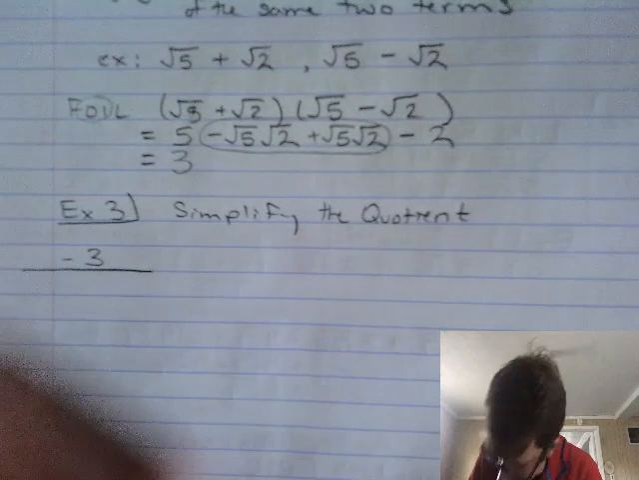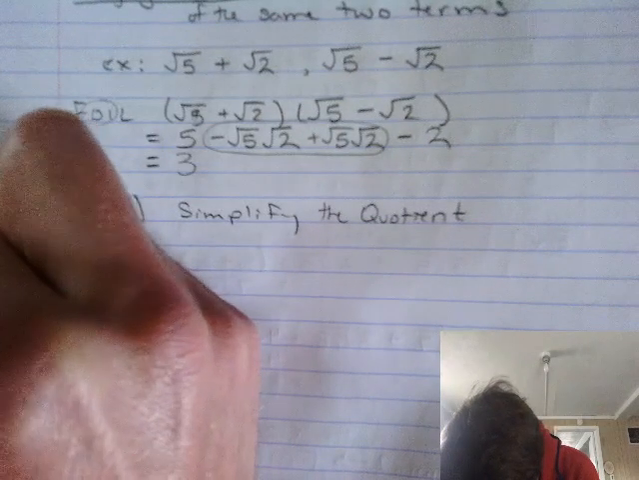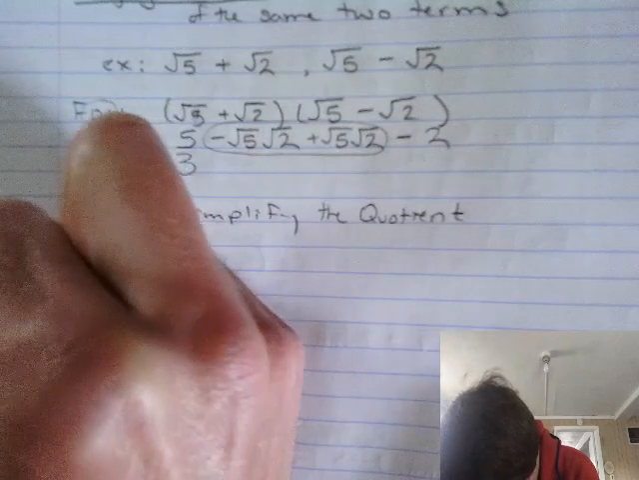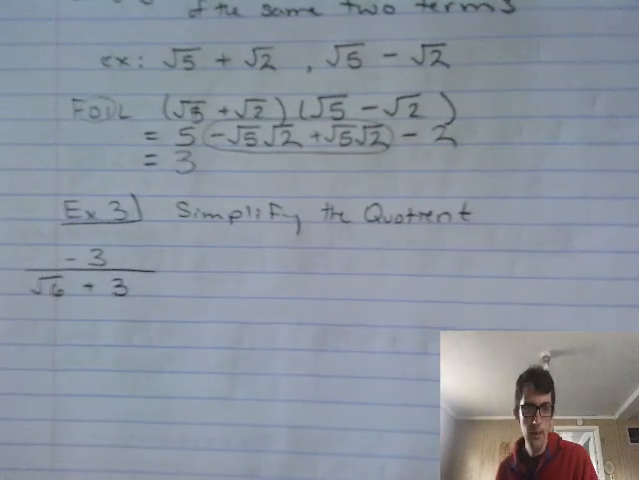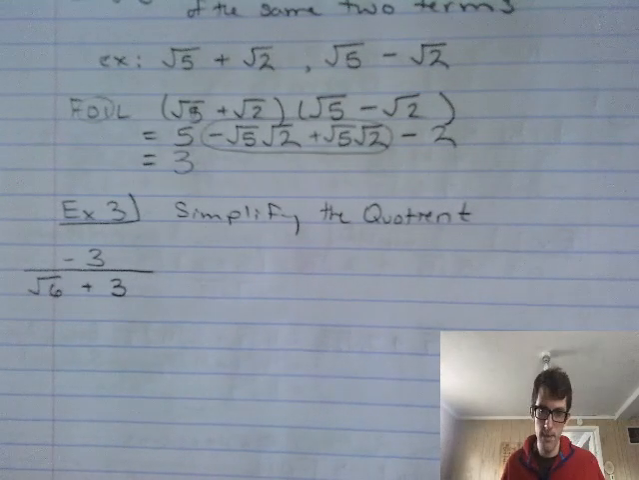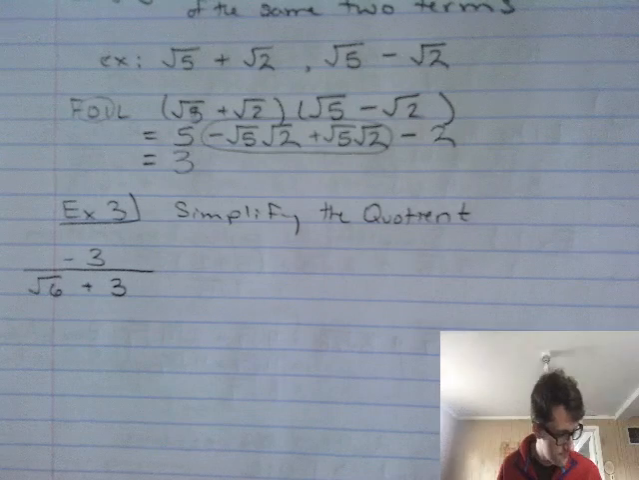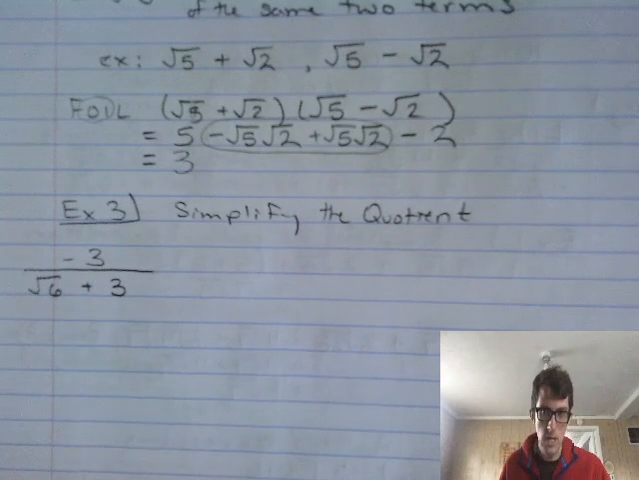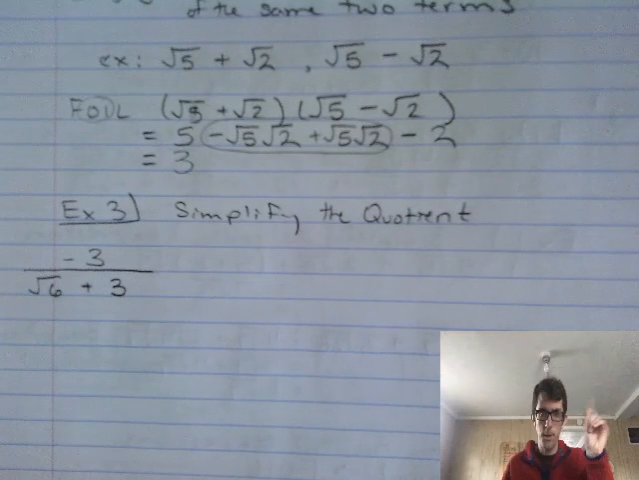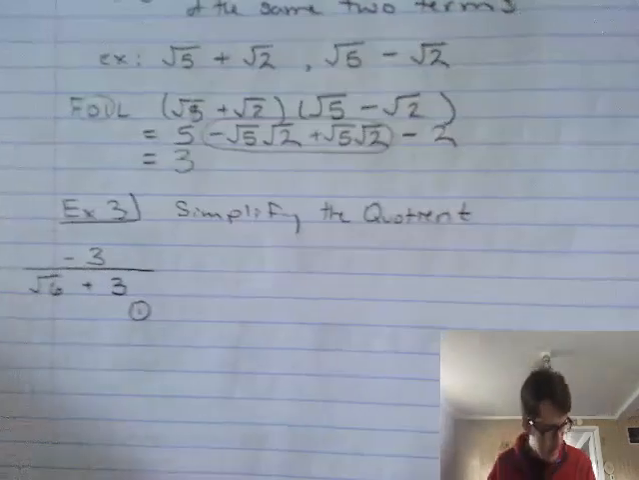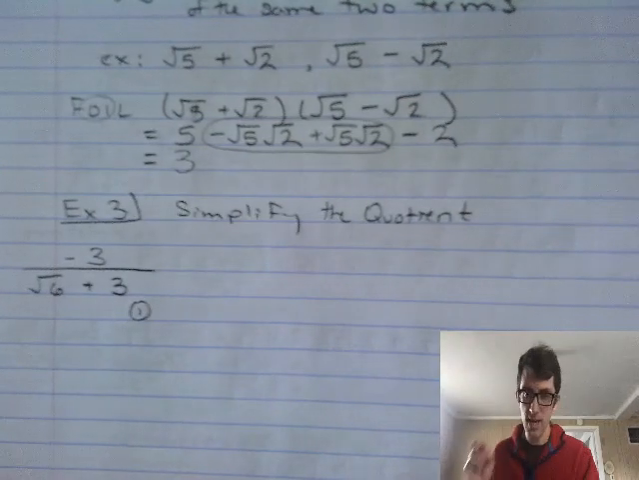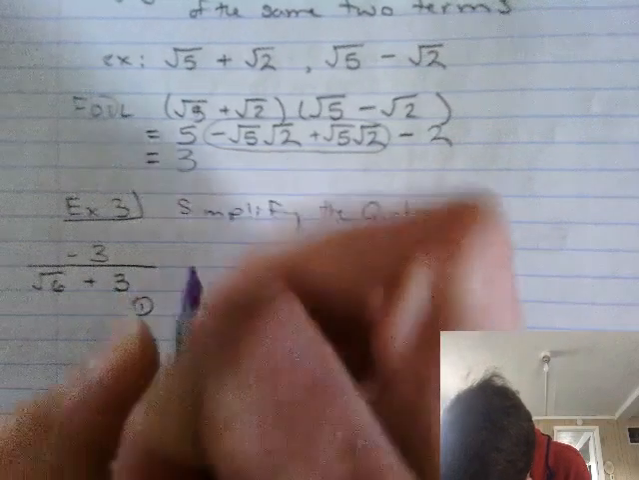So let's look at the expression -3 divided by the square root of 6 plus 3. Okay. -3 divided by the square root of 6 plus 3. So the first step we take when we simplify this is we find the conjugate.